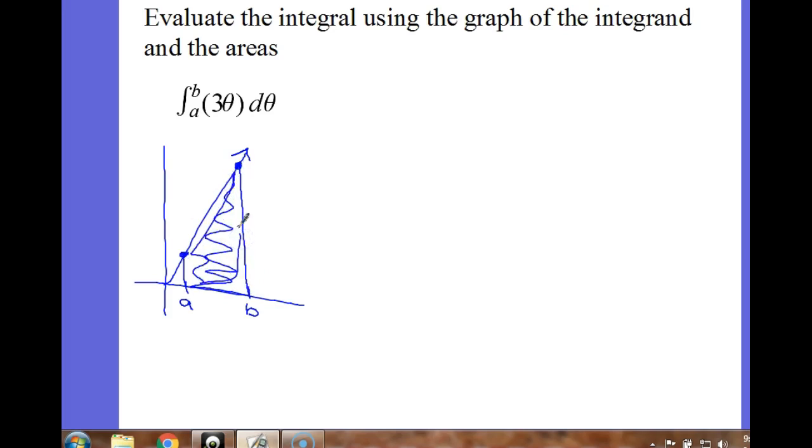So the height at A is 3A, height at B is 3B. Then the area is 1/2 the base, which is B minus A, times base 1 plus base 2. A lot of these problems end up being more algebra than anything else.